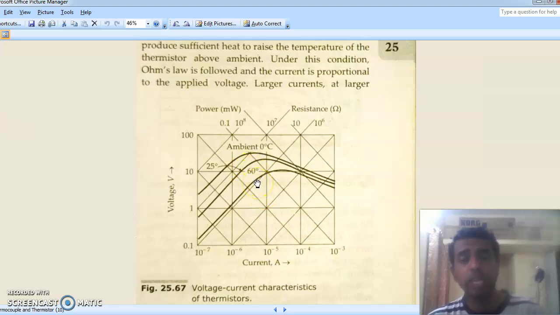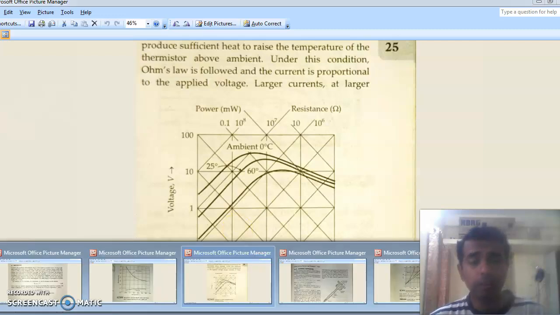When temperature varies, what happens to voltage and current? So what is the inference? As temperature increases, resistance value decreases, so the current value increases and thereby voltage dips. So that is another characteristic of the VI characteristics of thermistors.